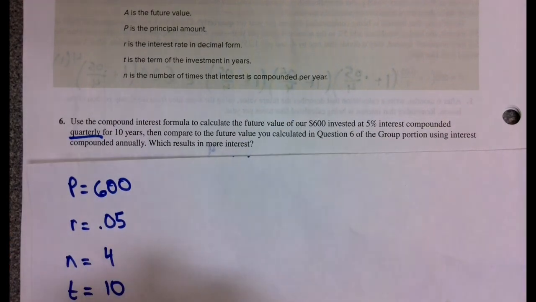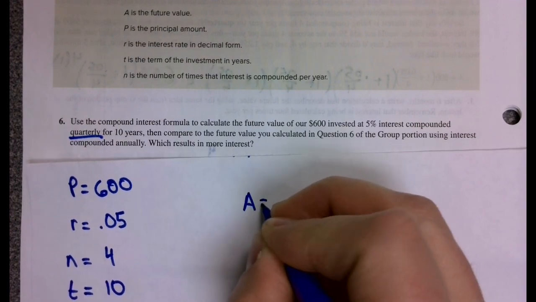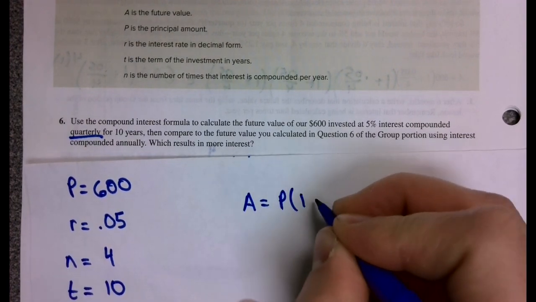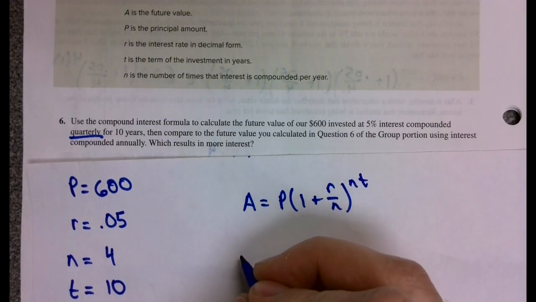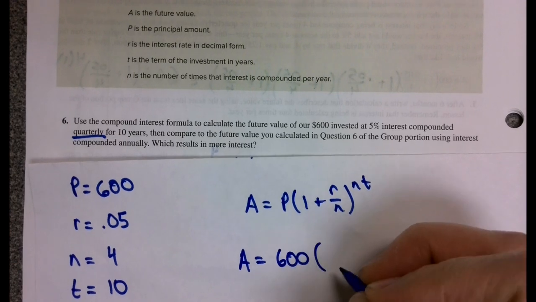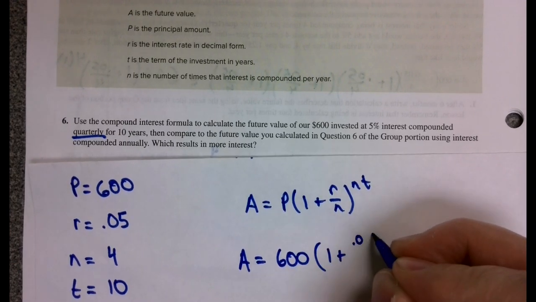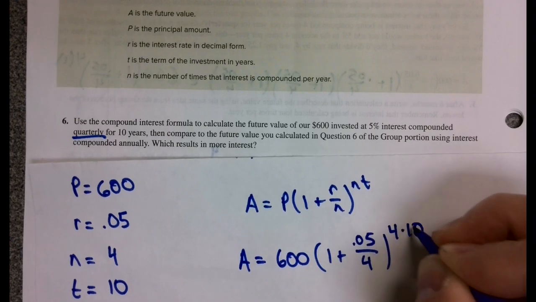So if we want to calculate the future value, we would just do A equals P times (1 plus R divided by N) raised to the NT, and just plug in our values here. So A represents the future value. Replace P with 600. Do 1 plus 0.05 divided by 4 raised to the 4 times 10 power.